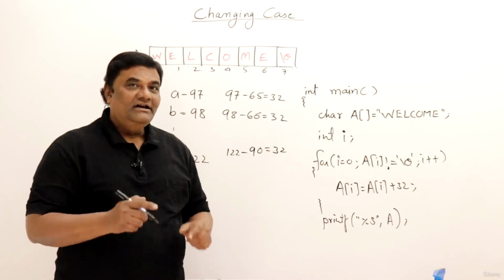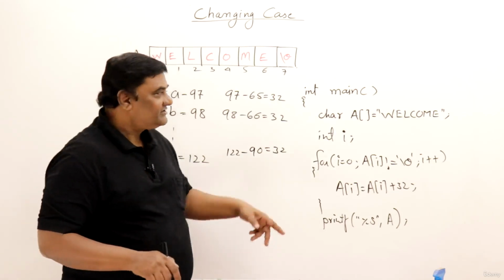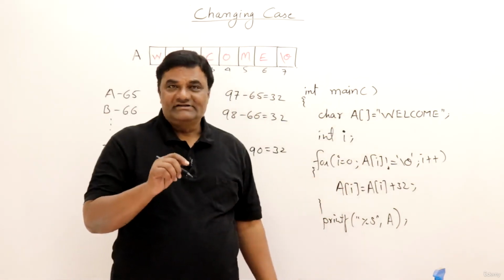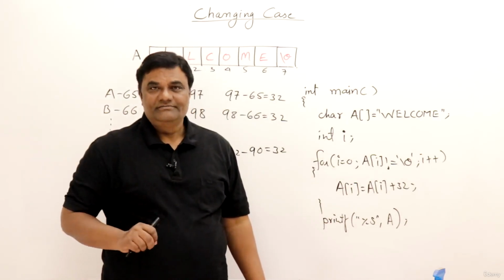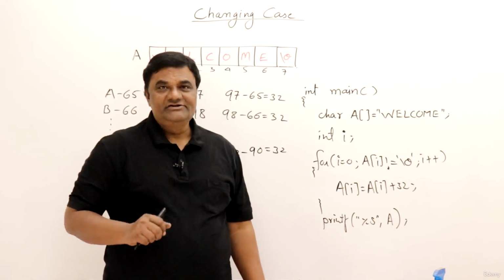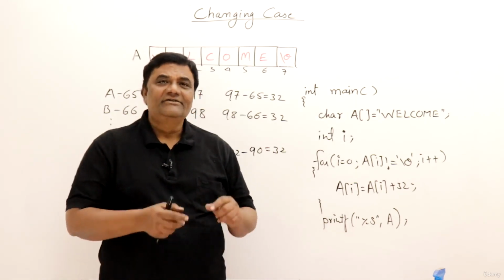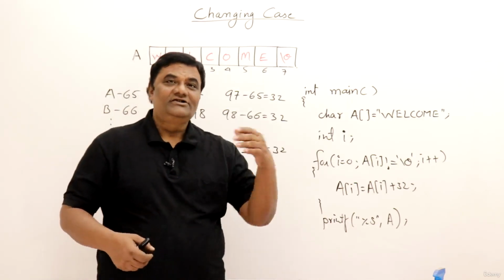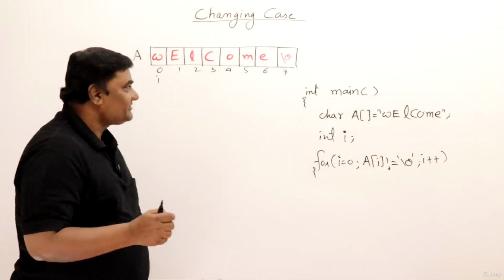So similarly, if I subtract 32, it will become uppercase if the string was already in lowercase. So yes, you can change the case by adding or subtracting 32. Now the next thing I will show you is how to toggle the cases. Toggle the case means if it is lowercase, I will change it to uppercase. If it is uppercase, I will change it to lowercase. So let us look at how to toggle the cases of alphabets in a string.